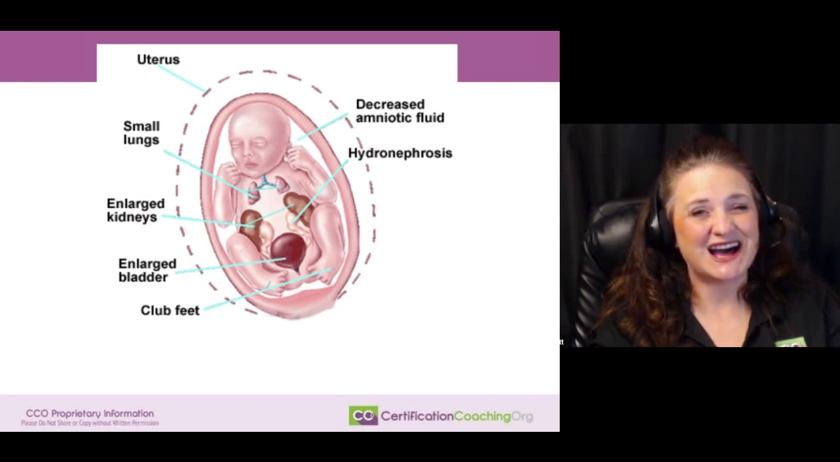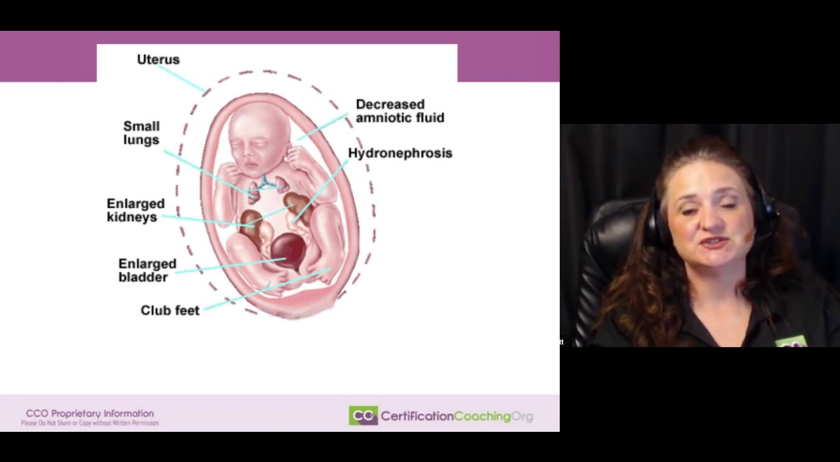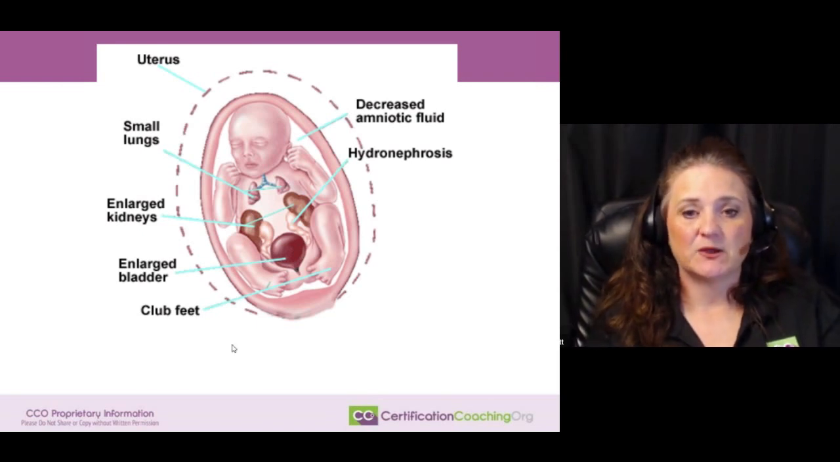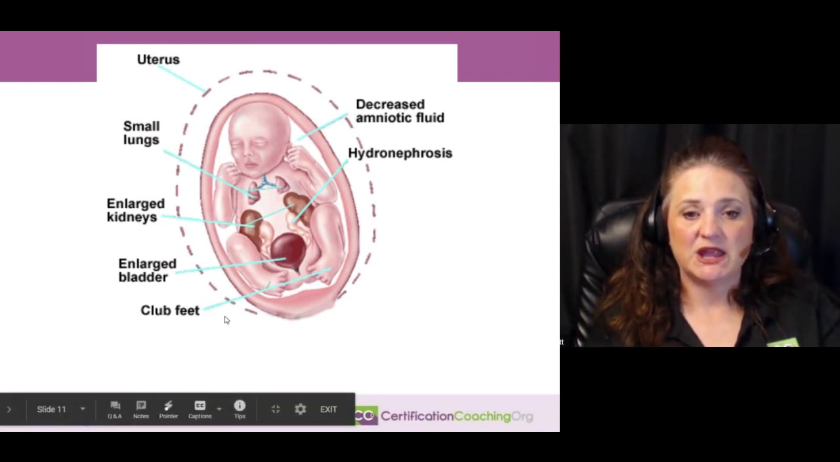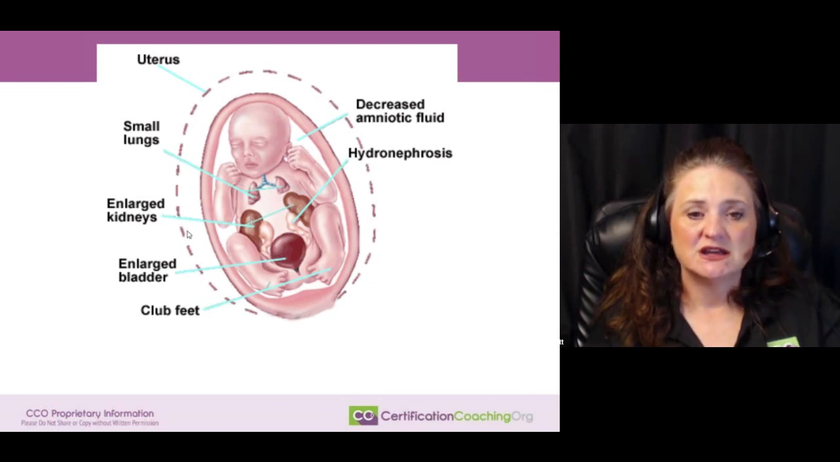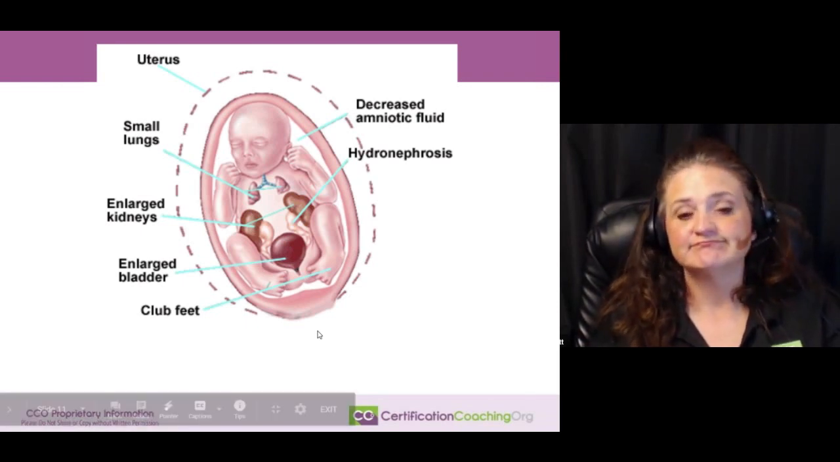The other thing that's pretty common is abnormalities with the genitourinary system or the kidneys. And here is a really good example of what could happen as abnormalities in the baby when you have kidney issues. Enlarged kidneys, okay, so way too big, enlarged bladder, club feet, hydronephrosis, and decreased amniotic fluid, small lungs. Again, these are anomalies that they can discover in utero.